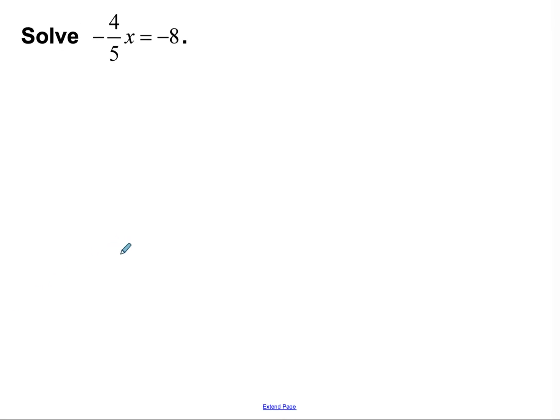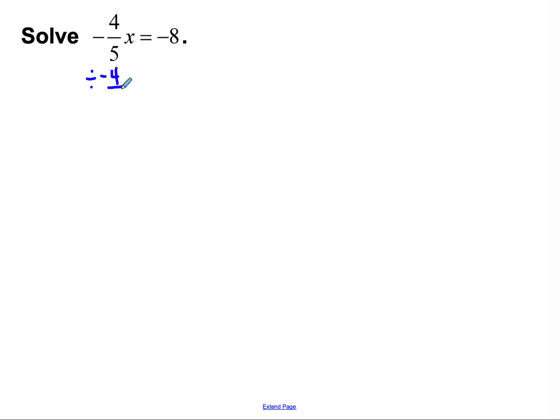All right, let's take a look at solving one that has a fraction in it. So I have negative 4/5 times x equals negative 8. This is multiplication. So I am going to divide. There are actually a couple ways I can show how to cancel out this negative 4/5. So I'm actually going to do this problem 2 ways just to give you some options. But we're going to start with division. This is multiplication. We cancel out by dividing.